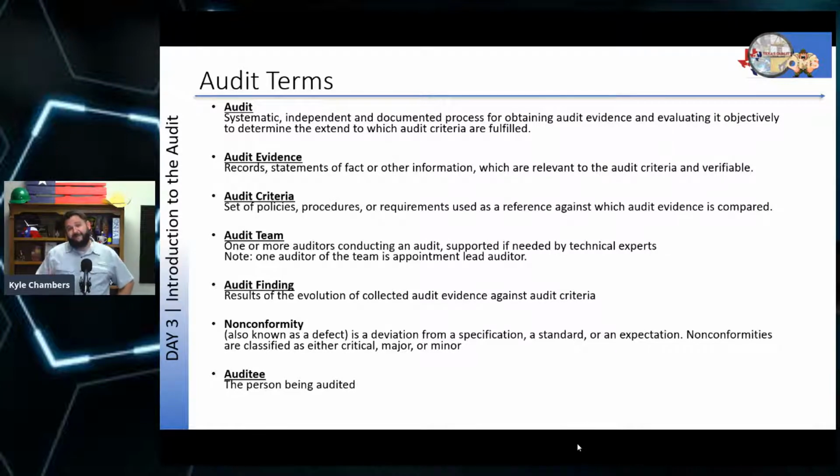What is an audit? Well, an audit is a systematic, independent, and documented process for obtaining audit evidence, evaluating it objectively to determine the extent to which the audit criteria are fulfilled. Audit evidence. So this is what you collect through the audit. These are going to be the records, statements, facts, or other information. So audit evidence can come in a number of manners.